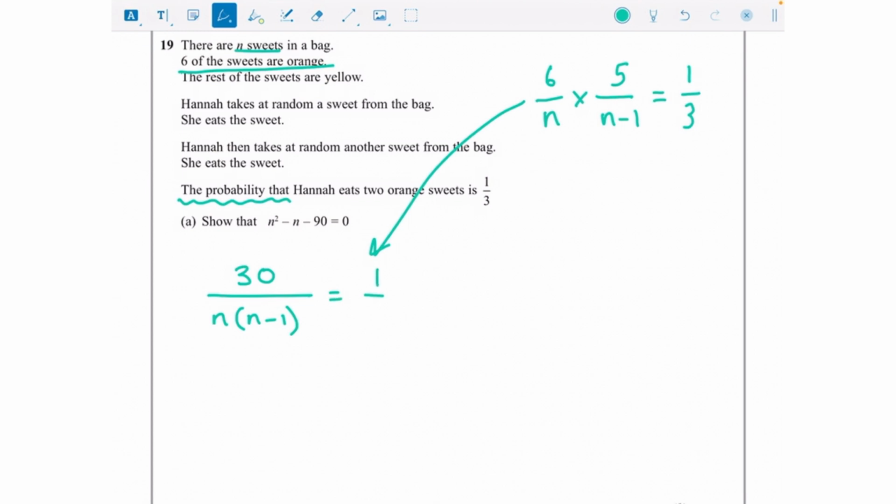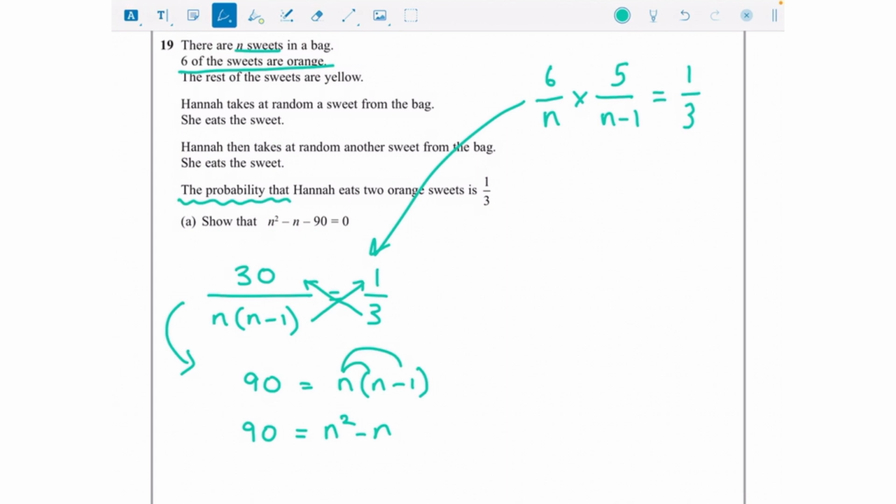a third. Now, when you have fractions on both sides of an equals, we just want to get rid of any denominators, you can actually cross multiply. So we can multiply both sides by 3, which means this 3 needs to multiply up here, and we can multiply both sides by n open bracket n minus 1, which means this needs to go up here. So 30 times 3 is 90, and that equals 1 lot of n minus 1. So this just becomes this by cross multiplying. Expanding that out, 90 equals n squared minus n. I've just done n times n and n times minus 1.